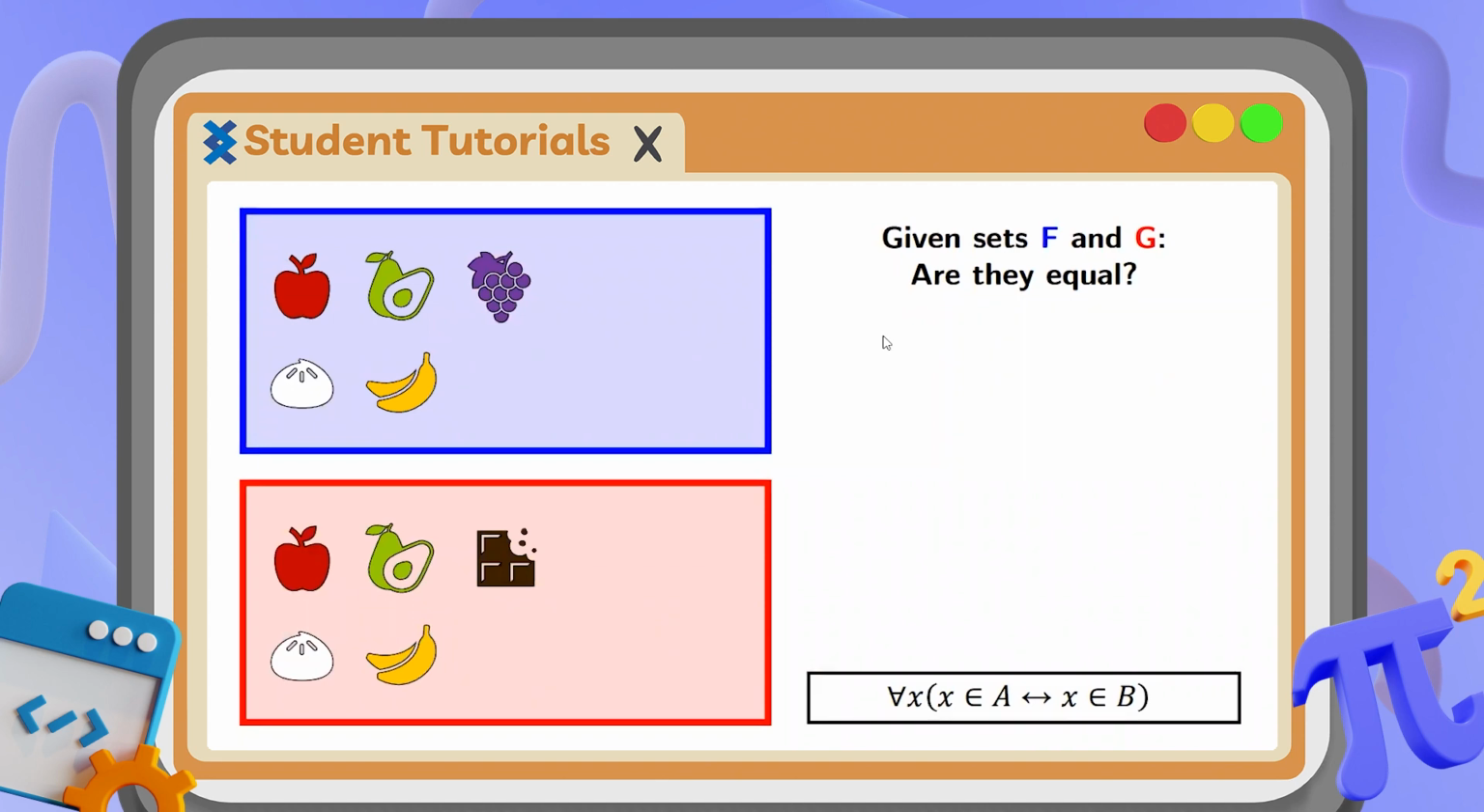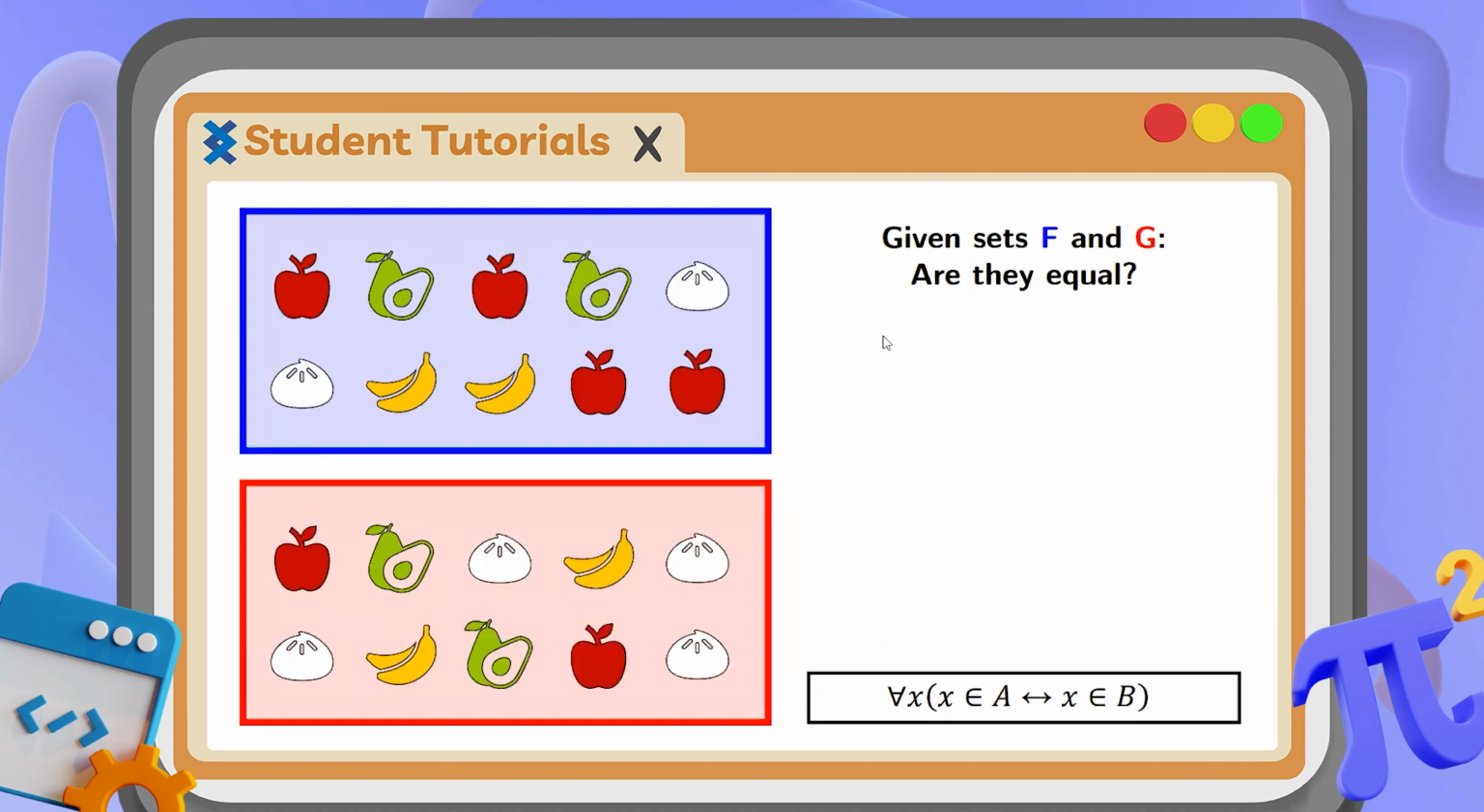Here's another item. This is also not equal because the grapes is not in set G and the chocolate is not in set F. So therefore, like the previous item, these sets are not equal. So what about this one?